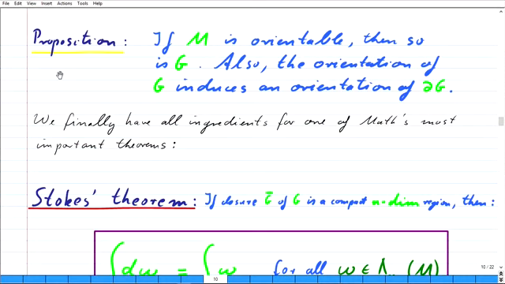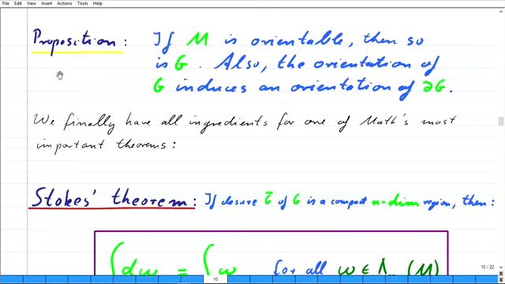Now we get finally to Stokes' theorem. A little proposition that's useful. If M is an orientable manifold, and again, remember, we are guaranteed that this is so in general relativity because of the existence of a metric which induces a volume form.